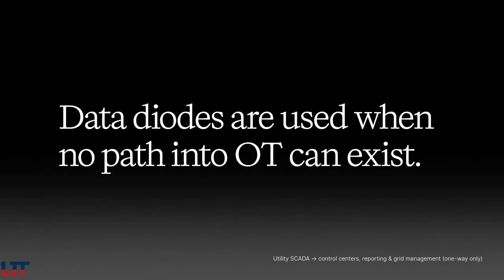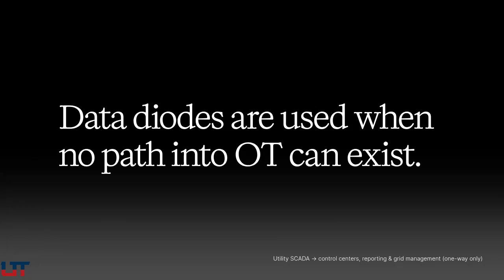Utility SCADA systems sending data to control centers, regulatory reporting systems, and grid management platforms use data diodes where requirements demand that no path into the utility's OT environment can exist from the receiving end.